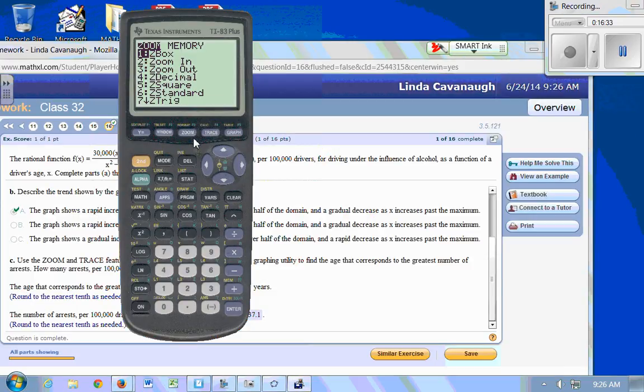So zoom and trace, so I'd hit zoom. I like to use the zoom box, so you can just draw a little box around the spot that you're interested in. So I can zoom in on just this maximum. And you could do this over and over again to get a really good zoomed in picture of the highest point. Yeah, and then you could just trace if you want.